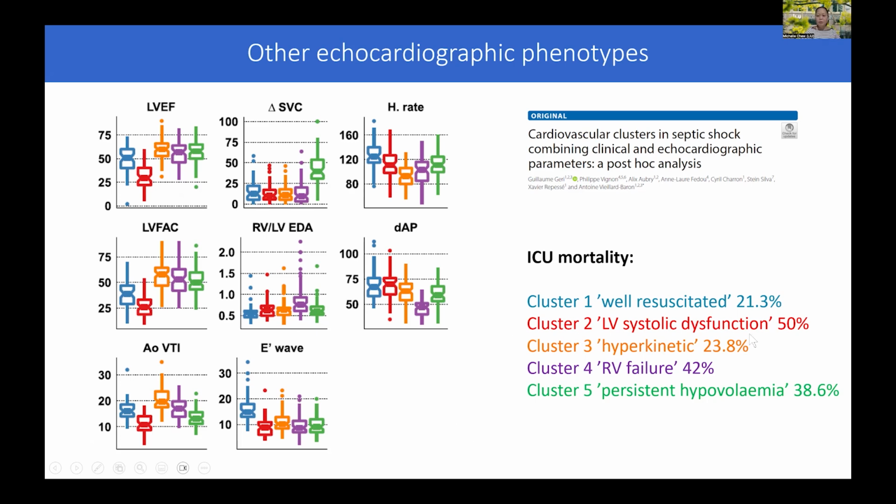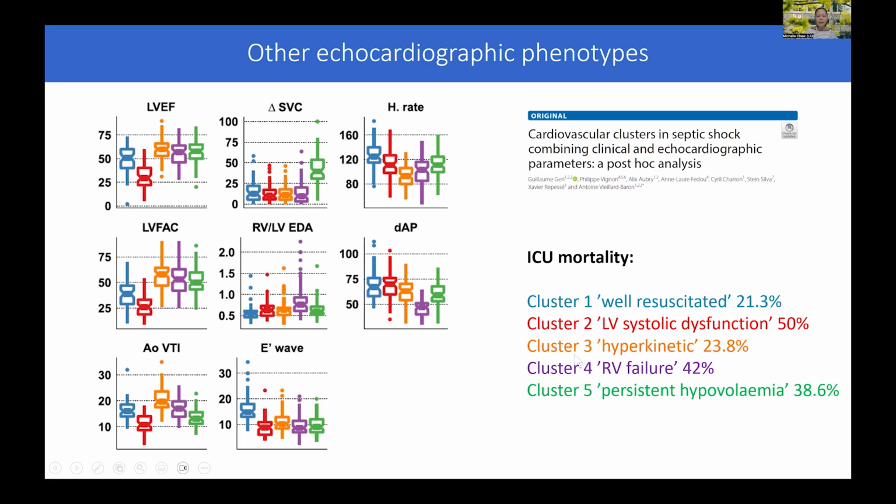Cluster 2 was called left ventricular systolic dysfunction, and this was the cluster with the highest mortality, 50%. And you will see here LVEF markedly decreased. This was reflected in the left ventricular fractional area change. The diastolic arterial pressure was more or less normal, but the VTI was very low.